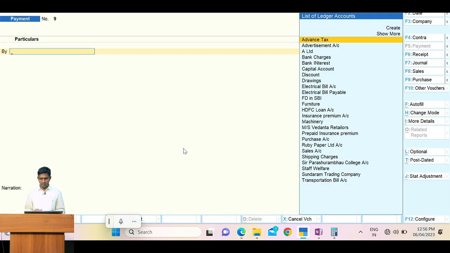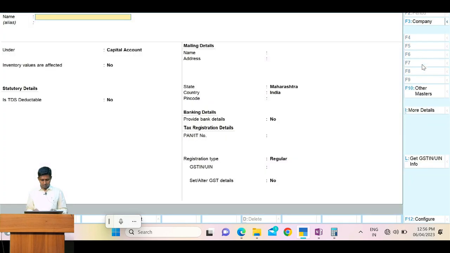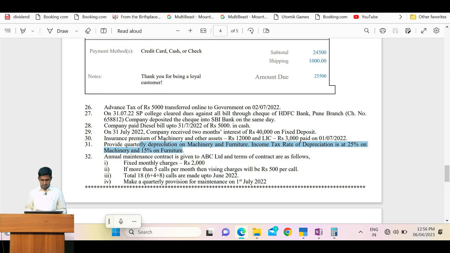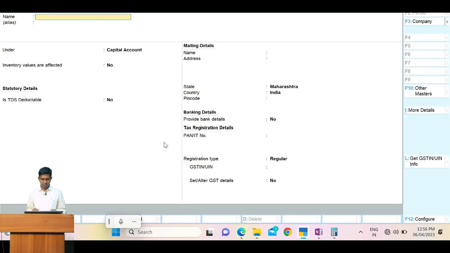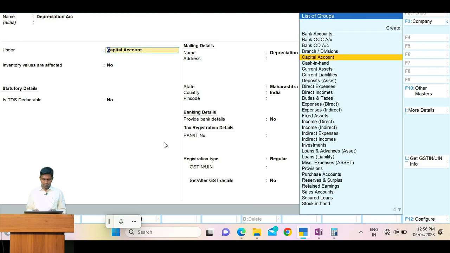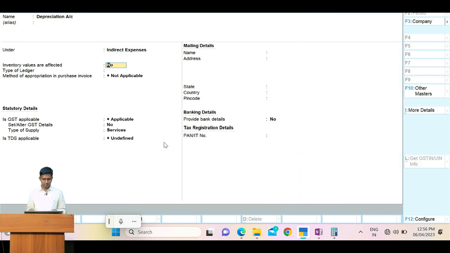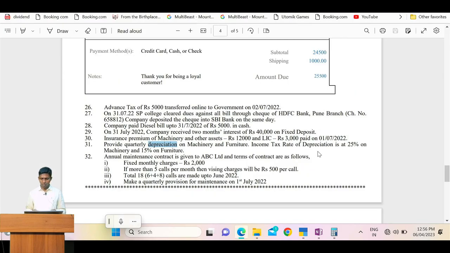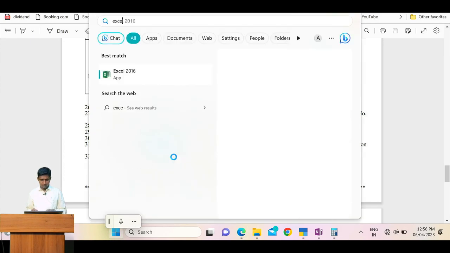Depreciation. And then depreciation, non-cash transaction, therefore journal voucher type. Journal voucher type, depreciation. Depreciation on machinery separately, no need actually. Depreciation account under what? Indirect expenses. It's the indirect expenses, yes, correct. And then total depreciation at 25%, 15%. Do the calculation. Machinery, Excel, say Excel.